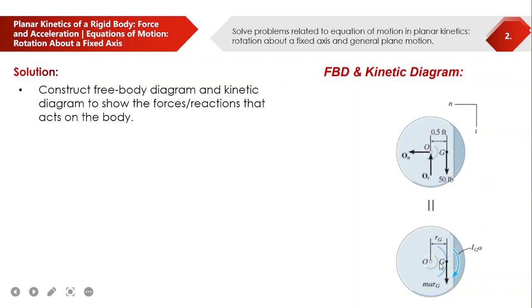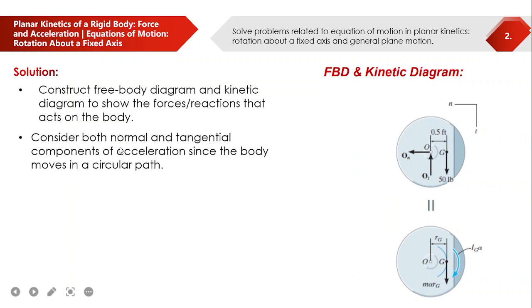And for the kinetic diagram naman, we have I sub G times alpha and mass times alpha times R sub G. Yan. Next, consider both the normal and tangential components of acceleration since the body moves in a circular path. So we need to consider the normal and tangential kasi nga nag-rotate siya in a circular path. So for the moment of inertia about point G.